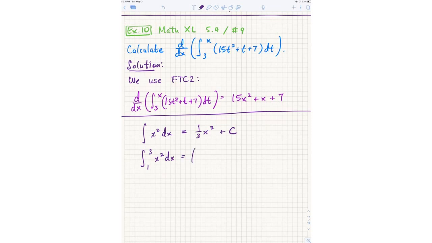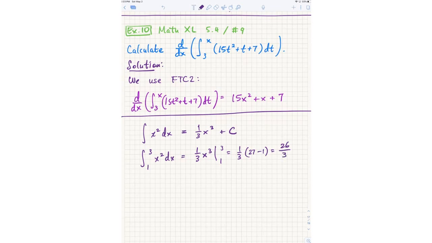However, I do use antiderivatives to calculate that, right? So I calculate any antiderivative. I don't need a plus c because any antiderivative will actually do the job. All of them will give me the same answer. Then I plug in the numbers, right? And I get 26 over 3.